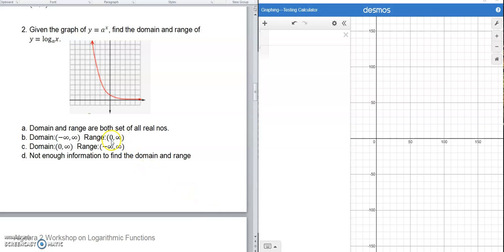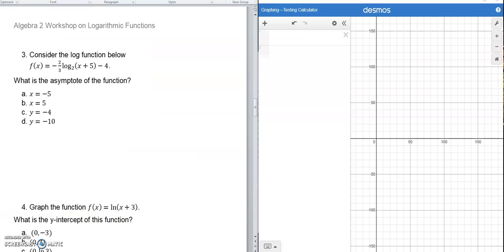And as you can see, the range does not include the 0. It is because your y equals 0 is your asymptote. So once again, an asymptote is a line that your graph tries to approach but will never touch. Therefore, it does not include 0.